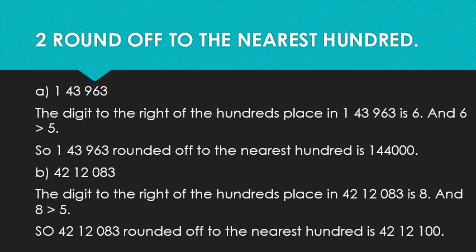So 42,12,083 rounded off to the nearest 100 is 42,12,100.